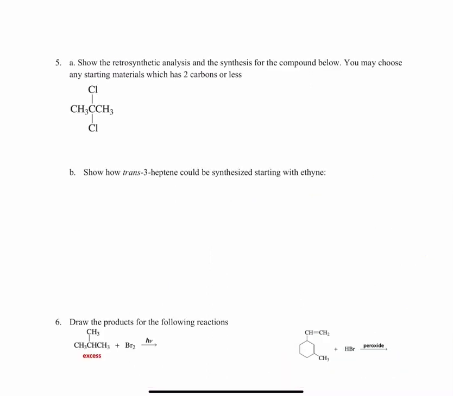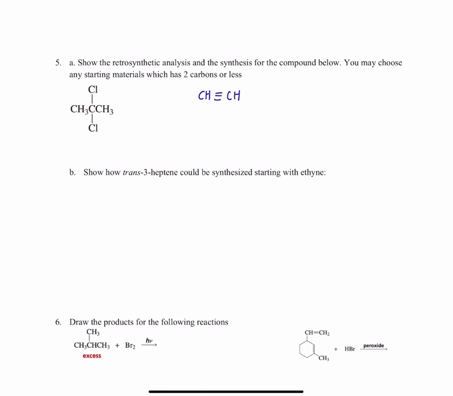Show the retrosynthetic analysis and the synthesis for the compound below. You may choose any starting materials which have 2 carbons or less. Now, since they have already said that we can only start with a reaction that has only 2 carbons, we can choose acetylene to be our molecule. So we have to convert this acetylene into this geminal dihalide. When you say geminal dihalide, you have the 2 halogens on the same carbon.